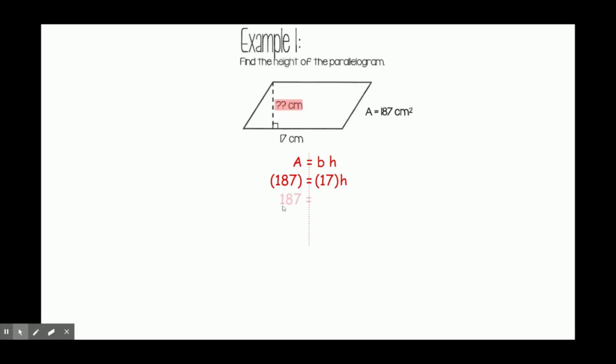I'm going to rewrite this equation. 187 equals 17 times height. And now it looks like a regular equation. 17 times what equals 187? The inverse of 17 times h is to divide by 17. So to get h by itself, we divide this by 17, which means we have to divide the other side of the equal sign by 17. The 17s cancel each other out. You're left with h, or 1h, and that equals 187 divided by 17, which is 11. So our height is 11 centimeters, and that is our final answer.